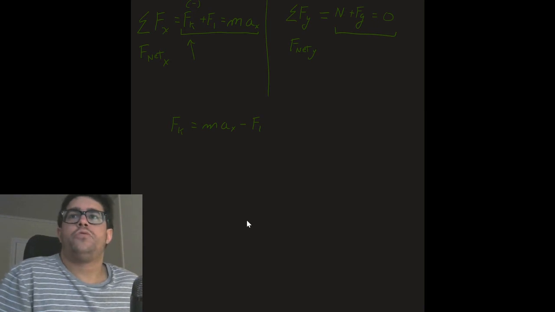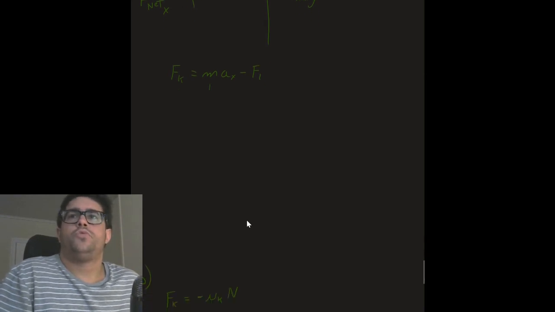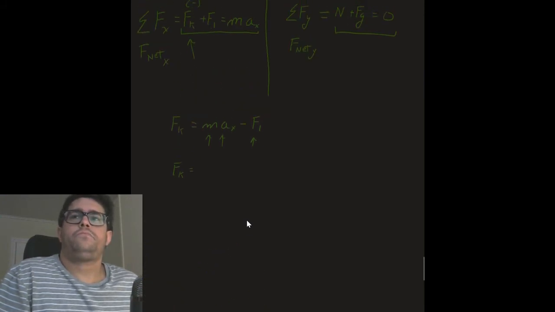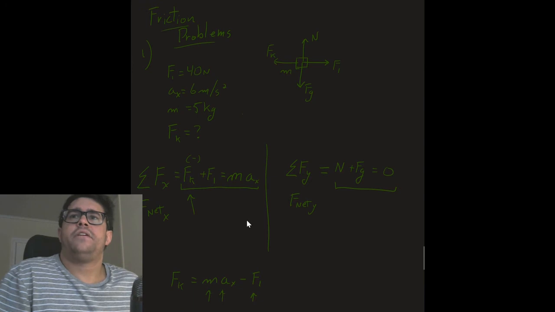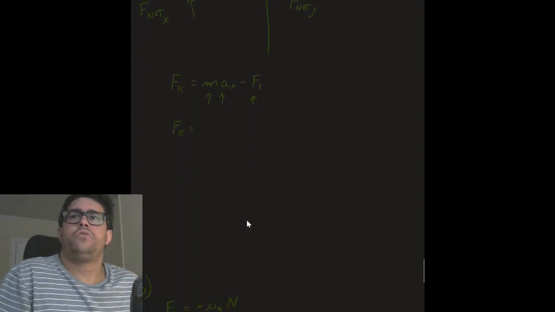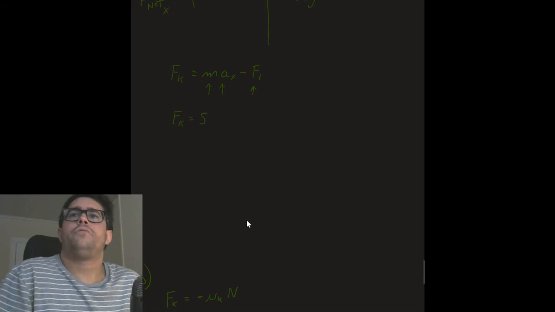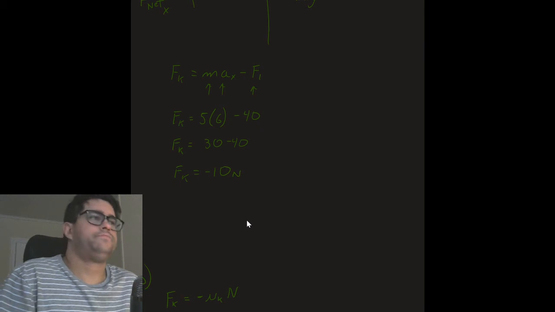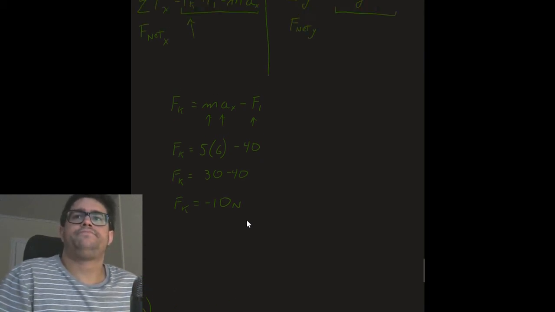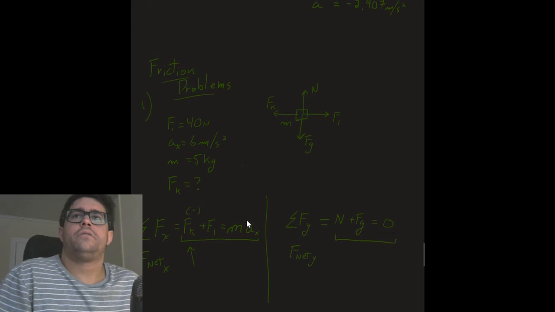Do we have all these three things? If we do, we can find Fk. So Fk is, mass is 5, ax is 6, F1 is 40. 5 times 6 minus 40. Fk will be equal to 30 minus 40. Fk is minus 10. Can you please explain your answer? Explain your answer. So minus 10 here.